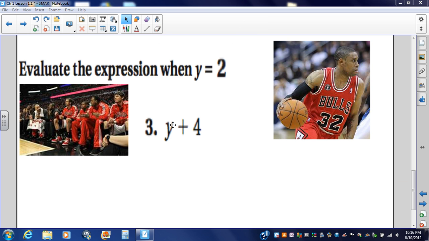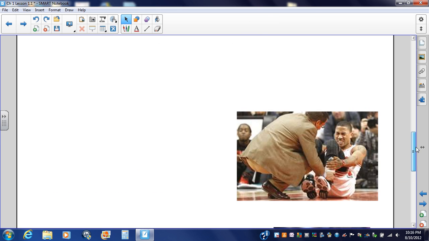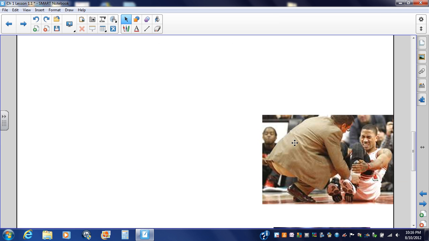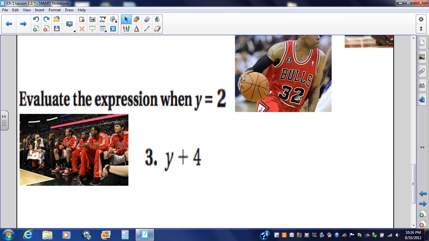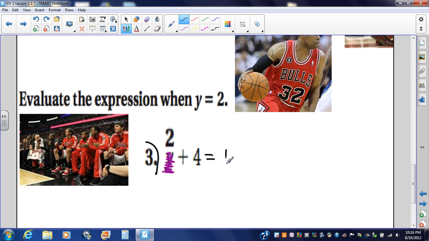Please write the expression y plus 4. Again, our player gets hurt. He has to leave the game. We have to put a substitute in his spot. So the letter y gets hurt. He leaves the game. We have to put the number 2 in his spot. 2 plus 4 gives us 6. Please make sure that's written on your paper.